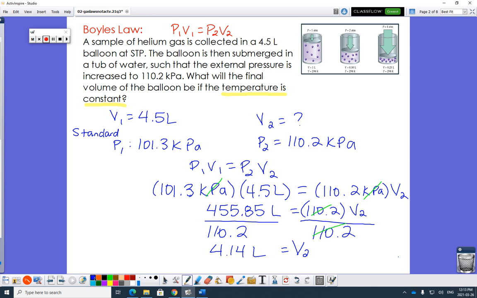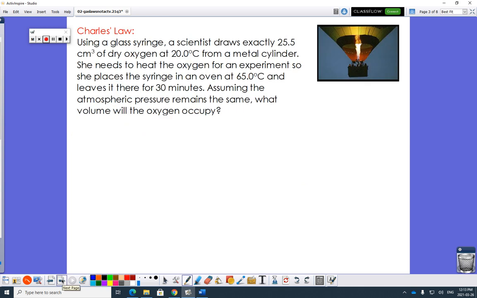Okay, so the next one was discovered by a man named Charles. He experimented with changing the temperature of a gas and how much space it filled up. So that picture is a hot air balloon. When you heat the air up, then it starts to take up more space or expand, inflating the balloon, and you can float all over the place and check out the scenery.